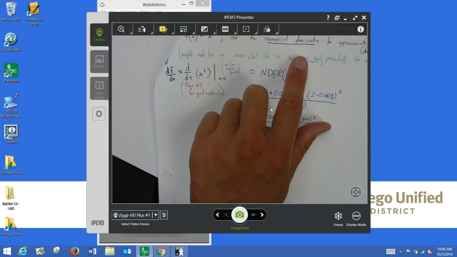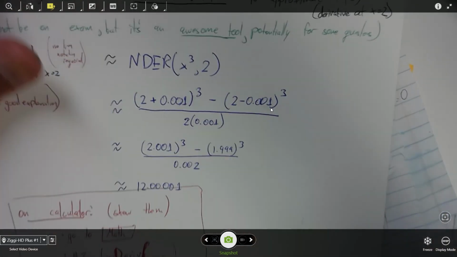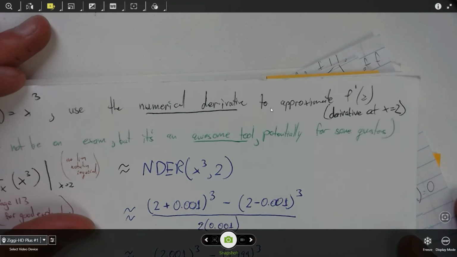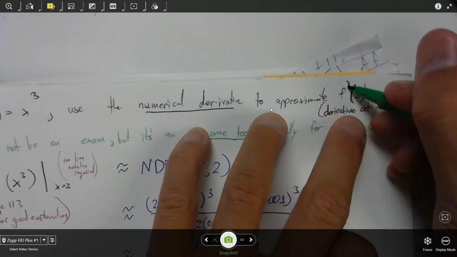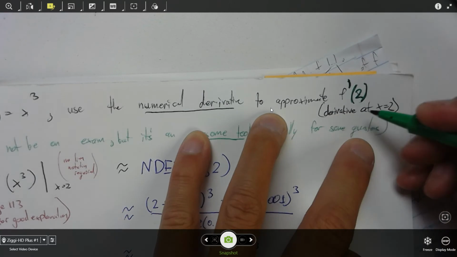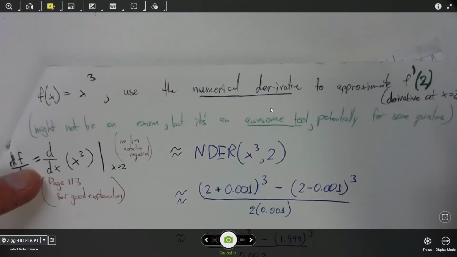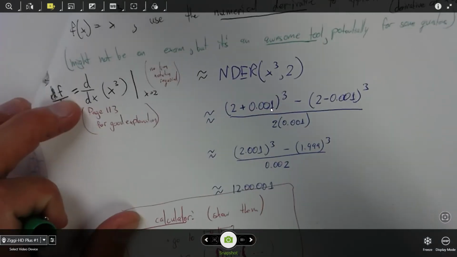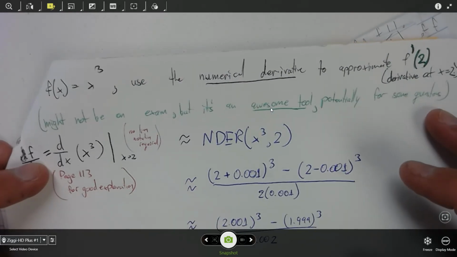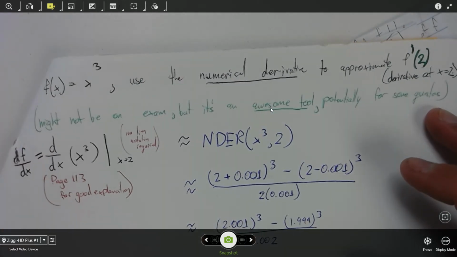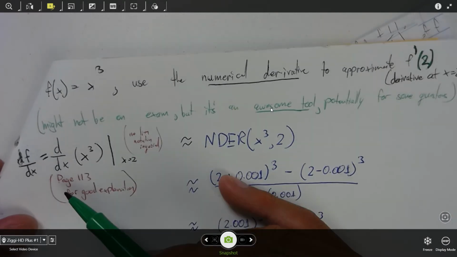Let me expand this out a little bit. To approximate f prime of 2, the derivative at x equals 2. I won't give you a problem like this on the exam, but it's really good for a lot of your questions on the homework, and it's just a good tool in general. But here's how it would actually look.